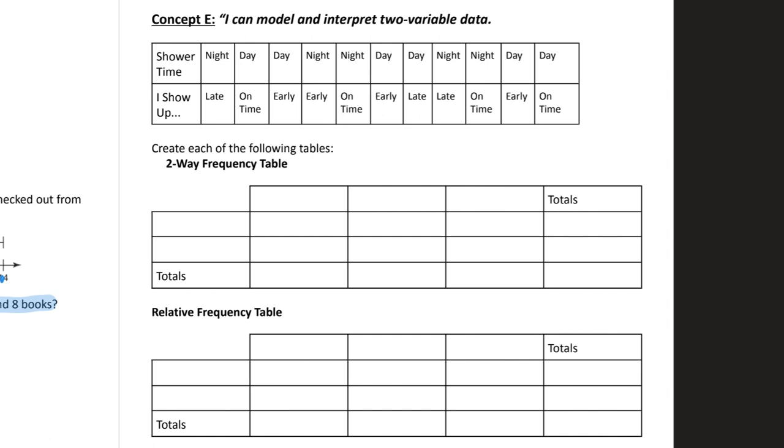All right, now we are in the last concept, which is I can model and interpret 2 variable data. So we have a table here that represents individuals in terms of what time they shower and whether they show up early, late, or on time. So to make a two-way frequency table, I'm going to put how they show up, so early, late, or on time. And then I'm going to put day and night here.